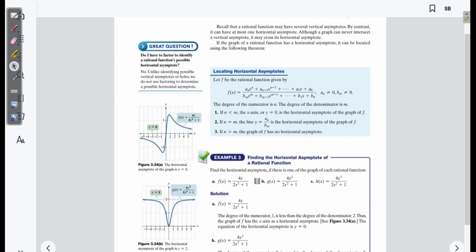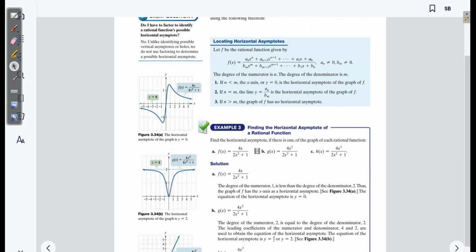And if n is greater than m, so if my numerator has a degree greater than the degree of my denominator, then the graph has no horizontal asymptote. Okay, so let's examine that, and I'll put this on the same page.